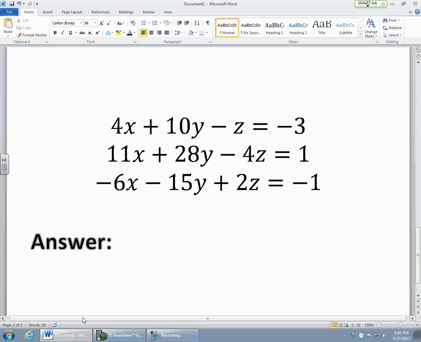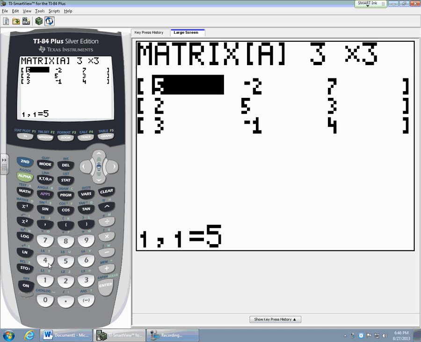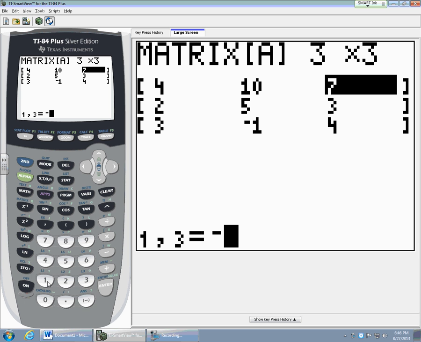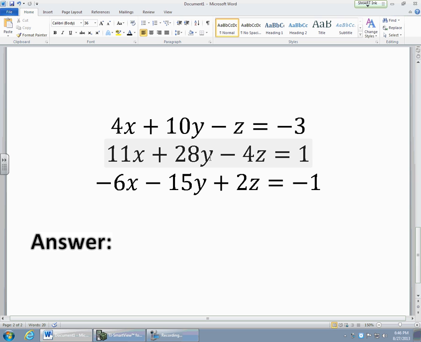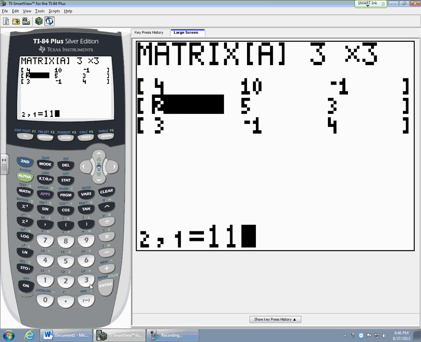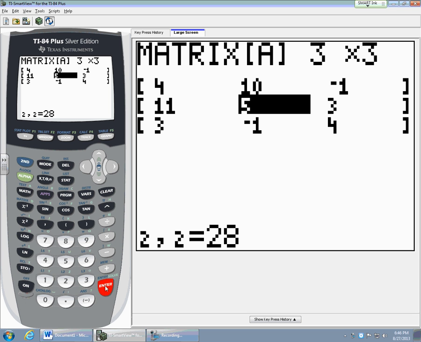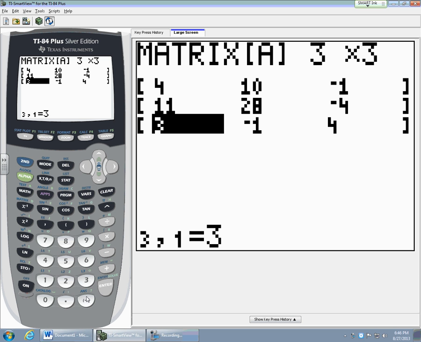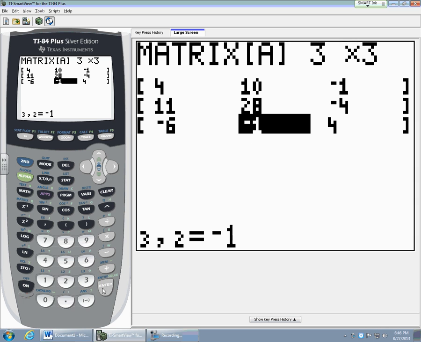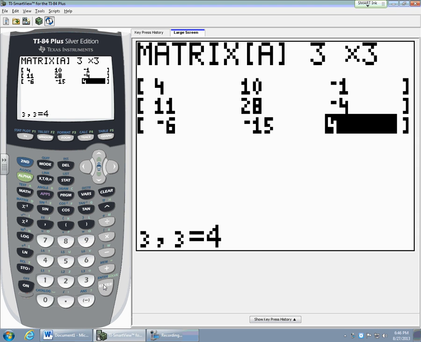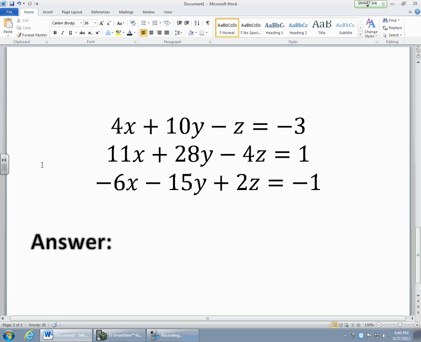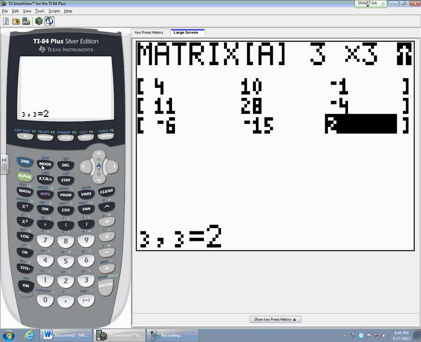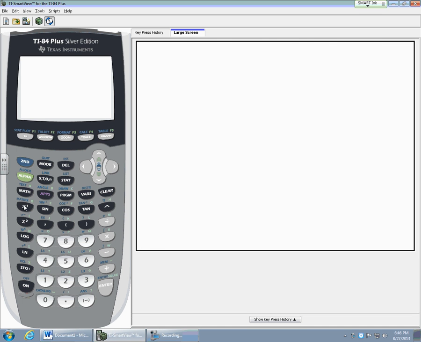And now the coefficients. 4, 10, negative 1. 11, 28, and negative 4. And negative 6, negative 15, positive 2. Okay, so we have the 3 by 3 matrix. It may be helpful to verify that you've typed everything in correctly. And we have. Okay, so now we need to go back in and edit the 3 by 1.